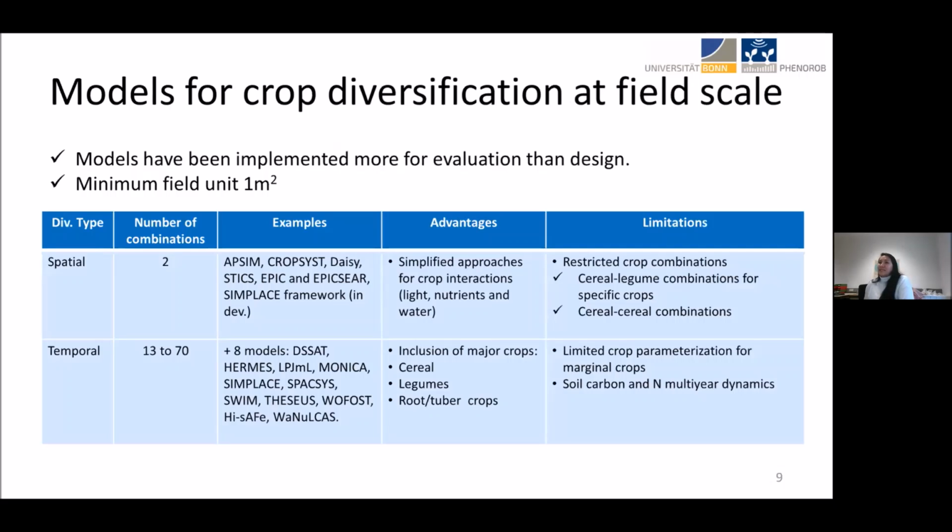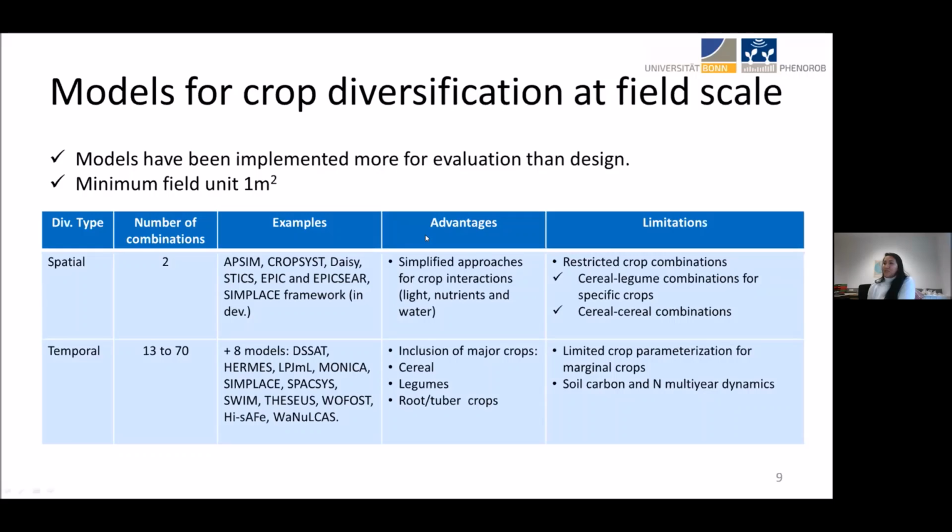Models that have been used for crop diversification at the field scale have mostly been applied for evaluation rather than design of the systems. The minimum field unit, as mentioned before, was also 1 square meter in the case of these agroecosystem models. In this table below, you can see some examples. For the spatial scale, there are about 7 agroecosystem models that are able to simulate spatial crop diversification, but typically the number of crop combinations possible is just 2 at once.